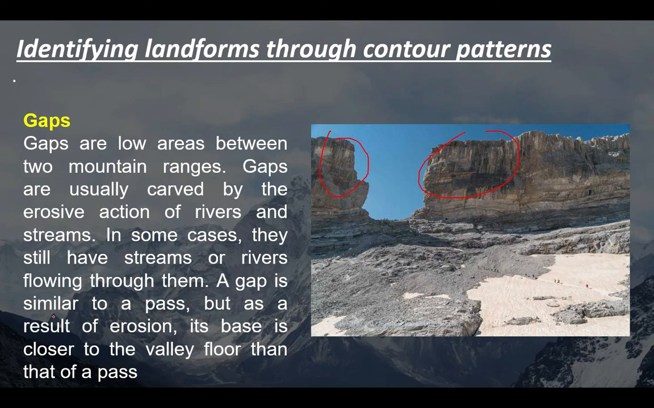A gap is similar to a pass, but it is a result of erosion. A gap is nothing but a pass, but formed due to erosion. Its base is closer to the valley floor than that of a pass. The gap's base is closer to the valley.